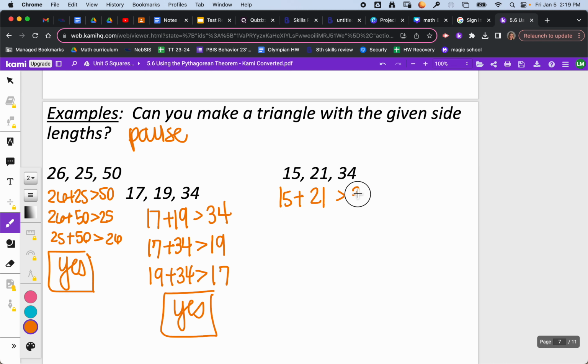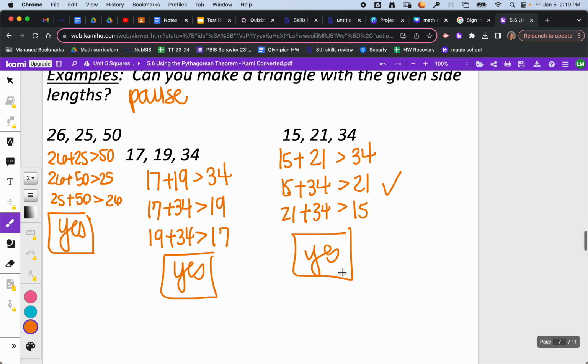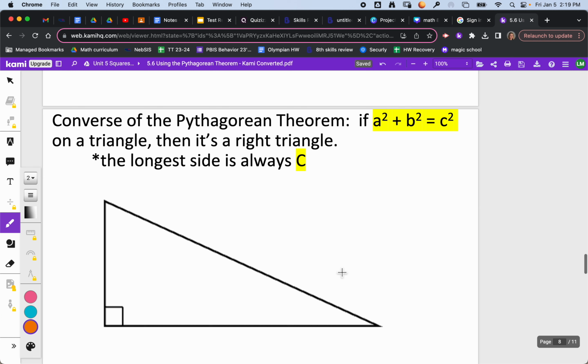And then the last one also turns out to be a yes. 15 plus 21 is greater than 34. 15 plus 34 is greater than 21. And 21 plus 34 is greater than 15. So all of these would be a yes too. On the next portion of our notes, we're going to talk about the converse of the Pythagorean theorem, and that just means if I can make a squared plus b squared equal to c squared, then it is a right triangle, and just remember the longest side will always be c.